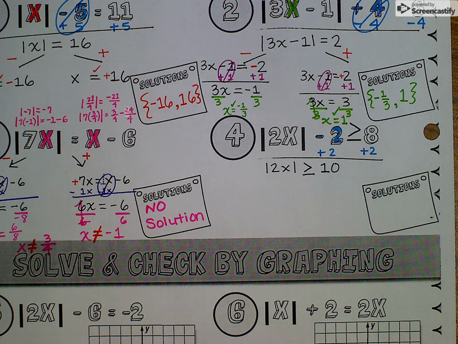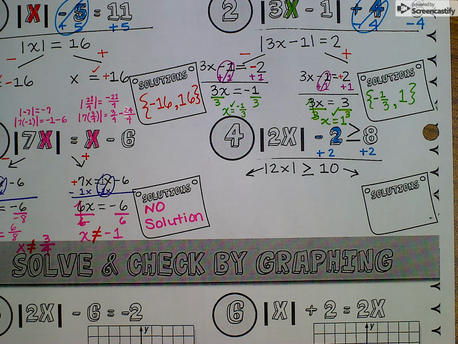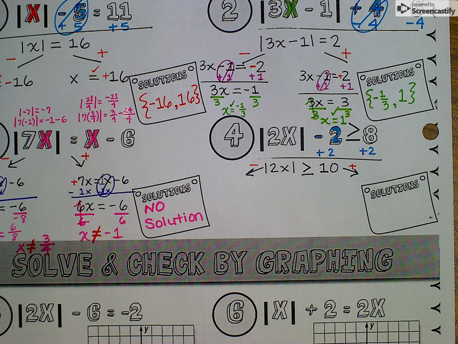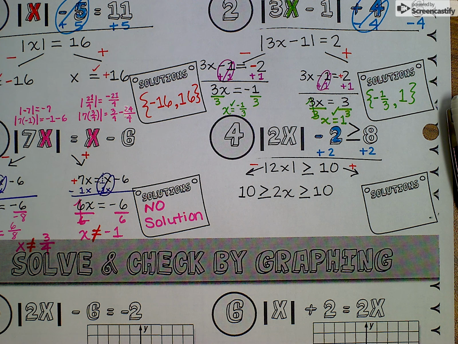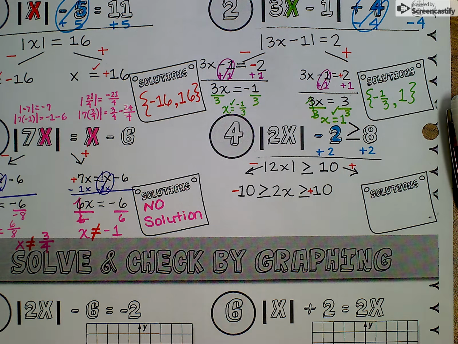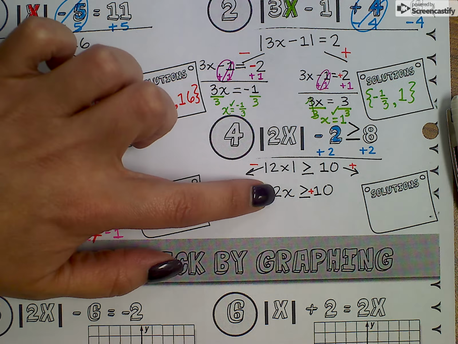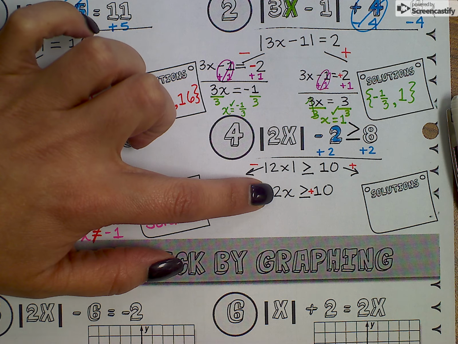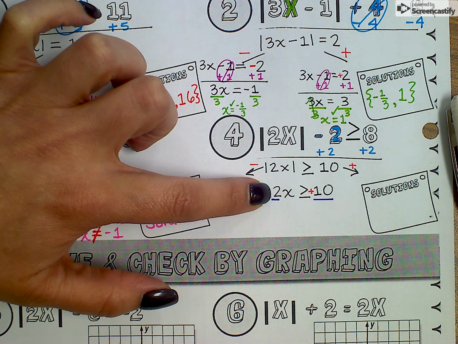Well, now that the absolute value bars are alone, let's split into the positive and negative versions. This looks a little funny. So I have my positive 10 and my negative 10. Nonetheless, I still have 2x, and what I would do for the positive version is simply divide both sides by the coefficient 2, leaving me with x is greater than or equal to 5.